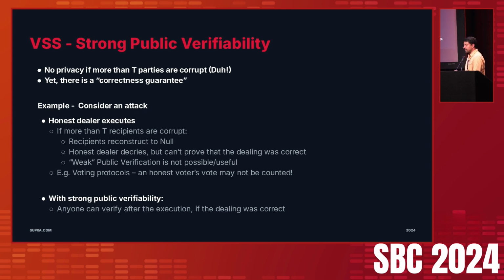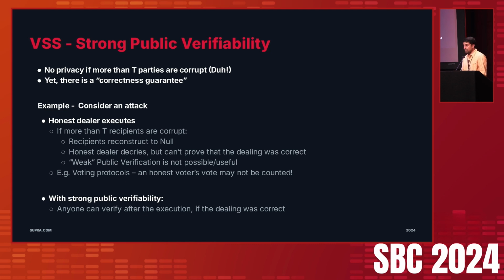But if all the parties are corrupt in the system, there is no secrecy. There is no privacy of the secret key. However, the correctness of the protocol can be verified and is guaranteed in the system. So let's see why this is important, or where you can see this property showing up.